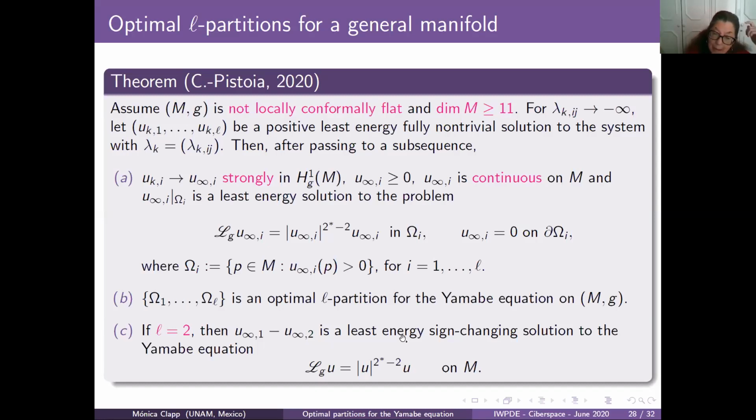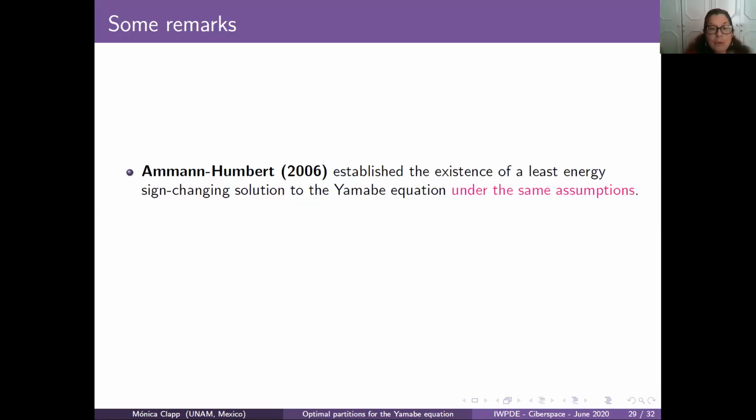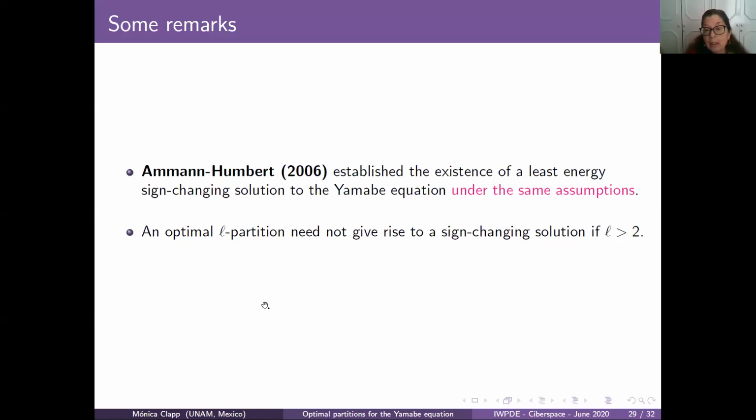But let me finish with some remarks. Ammann and Humbert established the existence of a least energy sign changing solution under the same assumptions that we had in the previous theorem. This means when the manifold is not locally conformally flat and has dimension larger than or equal to 11. So we were kind of expecting to have a better result, but so far we don't, okay? The other remark is that in general, an optimal L partition need not give rise to a sign changing solution. This is clear because there is not an ordering of the components of the partition.